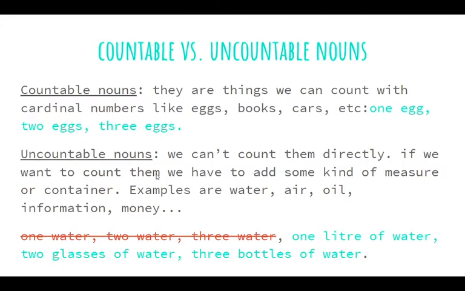Uncountable nouns, we can't count them directly, okay? If we want to speak about water, air, oil, we cannot say one water, two water, three water, one air, two air, or one money, two money. We have to use, in any case, one liter of water, two liters of water, or one bottle of water, two bottles of water, three bottles of water. Or in the case of money, we can say one euro, two euro, but we don't use uncountable nouns directly with numbers, okay?